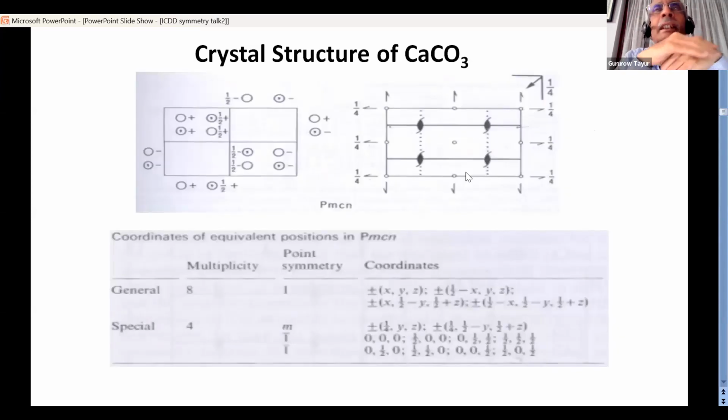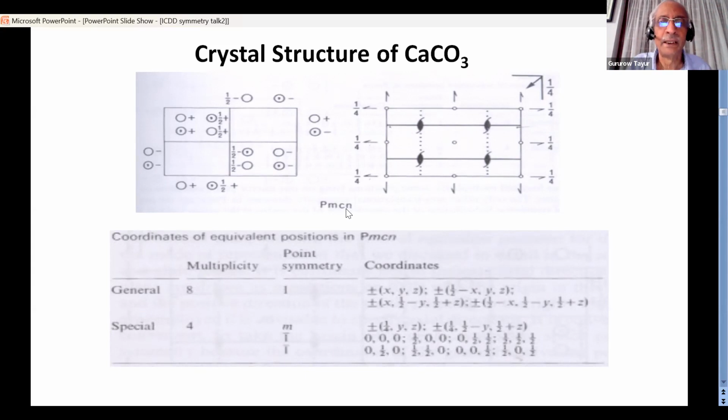We have been discussing in terms of objects being represented by either a circle or a comma or whatever it is. But what happens when we look at a realistic structure? So we take the case of calcium carbonate, the aragonite form of calcium carbonate, the crystal structure of that has been determined. And it is shown that it belongs to the space group PMCM, which is an orthorhombic system.